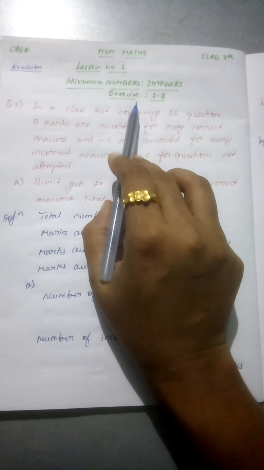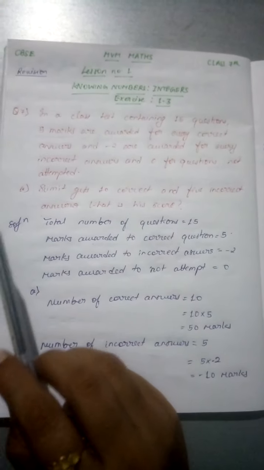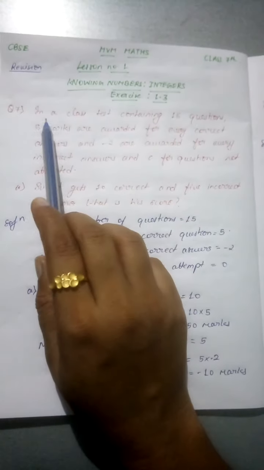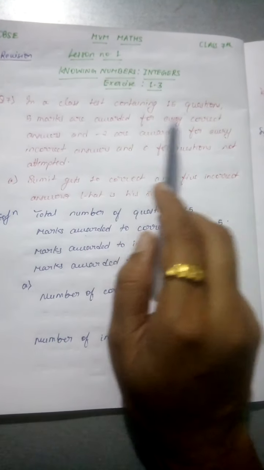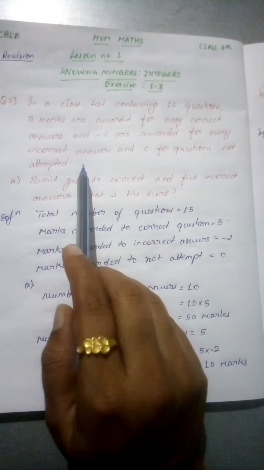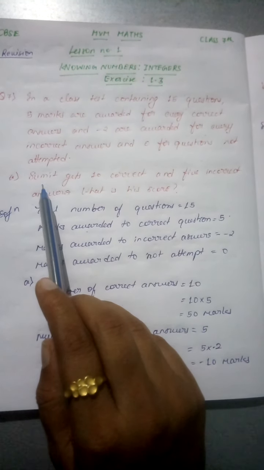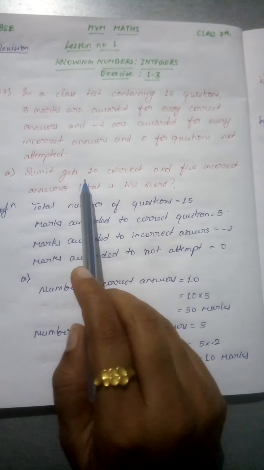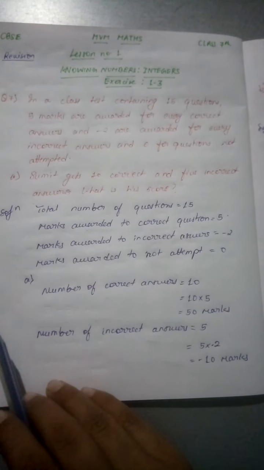Revision of class 7th maths lesson number 1, Knowing Numbers, Integers, exercise 1.3, question number 7. It is given in the question: in a class test containing 15 questions, 5 marks are awarded for every correct answer and -2 for every incorrect answer, and 0 for a question not attempted. The first question asked: Sumit gets 10 correct and 5 incorrect answers. What is his score? First we will see what is given in the question.